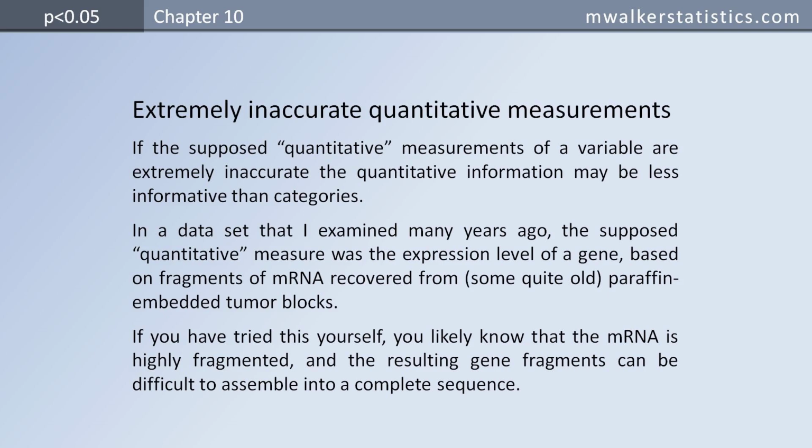Example 1. Extremely inaccurate quantitative measurements. If the supposed quantitative measurements of a variable are extremely inaccurate, the quantitative information may be less informative than categories. In a data set that I examined many years ago, the supposed quantitative measure was the expression level of a gene, based on fragments of mRNA recovered from some quite old paraffin-embedded tumor blocks. If you have tried this yourself, you likely know that the mRNA is highly fragmented, and the resulting gene fragments can be difficult to assemble into a complete sequence.